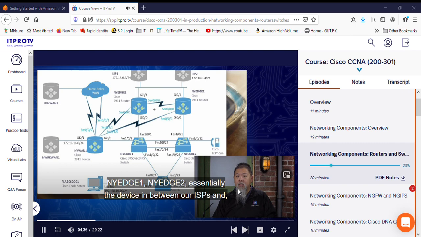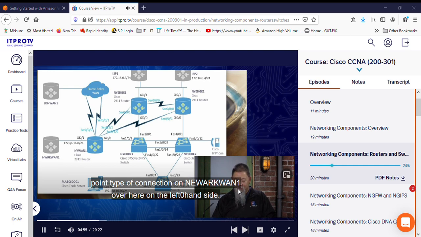NY Edge 1, NY Edge 2, essentially the device in between our ISPs and of course our interior network. Over here on the left-hand side, NY-WAN 1, providing us again the perimeter or the border between the frame relay as well as this point-to-point type of connection on Newark WAN 1. But everything else internally, Vaughn, that's going to represent my LAN connection inside. So NY Core 1, NY Core 2, as well as NY Access 1, and all those devices are going to be internally in my network too.